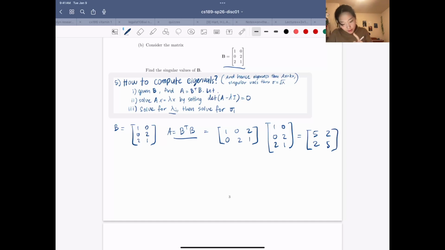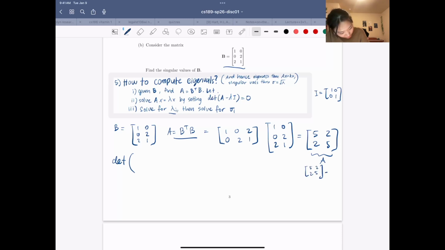Okay, and so step 1 is done. Step 2 says to solve for the eigenvalue by setting the determinant of the matrix that we got over here minus lambda I equal to 0. And so we can do that. We want the determinant of A minus lambda I, so if this is A and lambda I is just this identity matrix, subtracting lambda I from A is saying we're subtracting 5, 2.